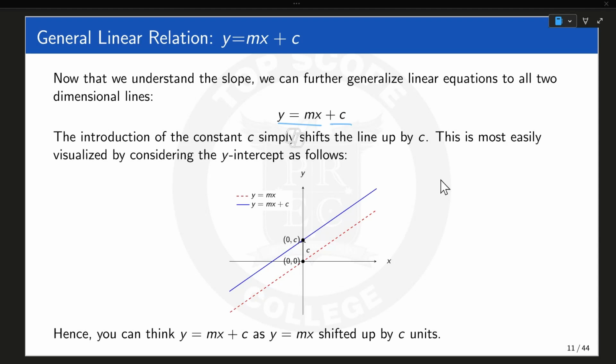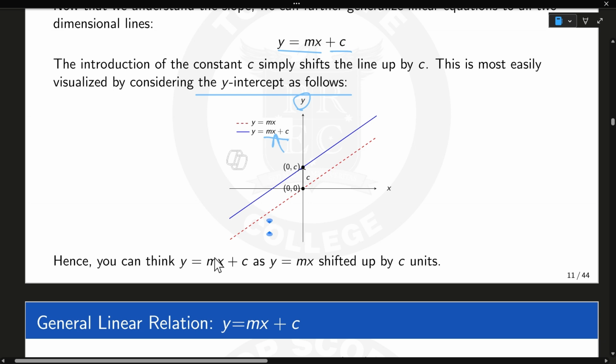Most generally, we can shift the basic linear equation y equals mx by adding c onto it. This is simply a translation in the positive direction of the vertical axis. It can be most easily visualized by considering the different y-intercepts, because this line will necessarily pass through the point (0, c): if you plug in x equals 0, you get c. So y equals mx plus c is really just y equals mx shifted.